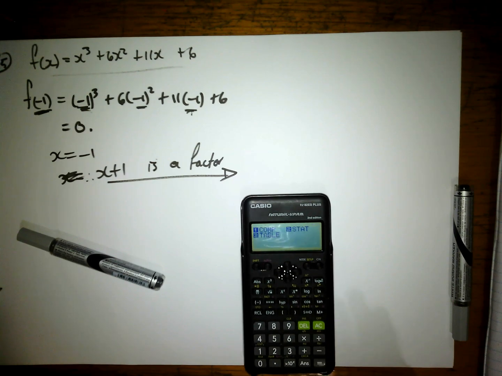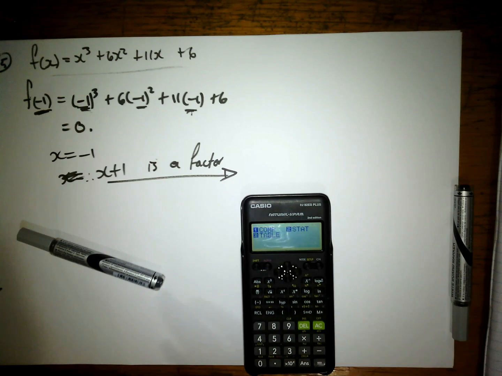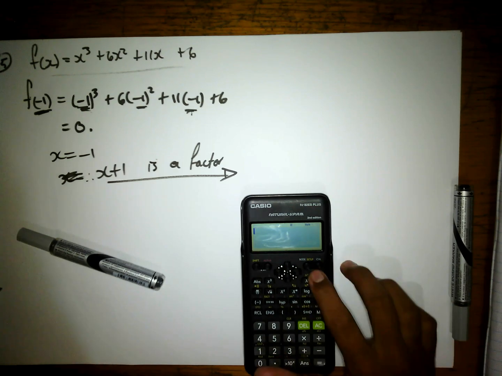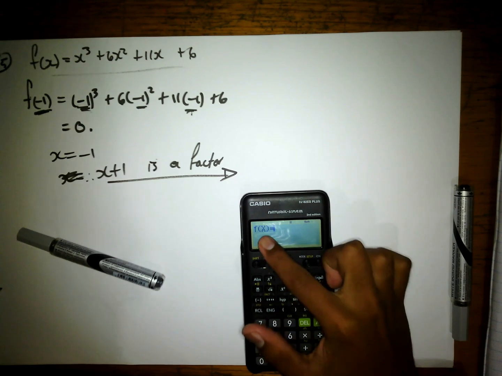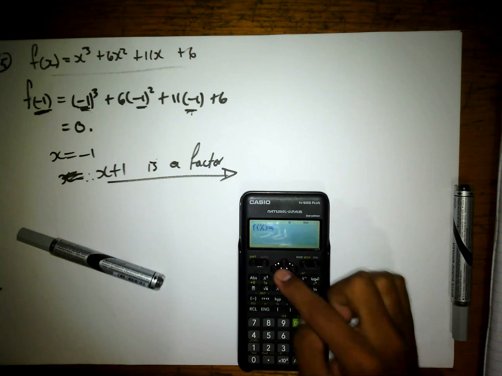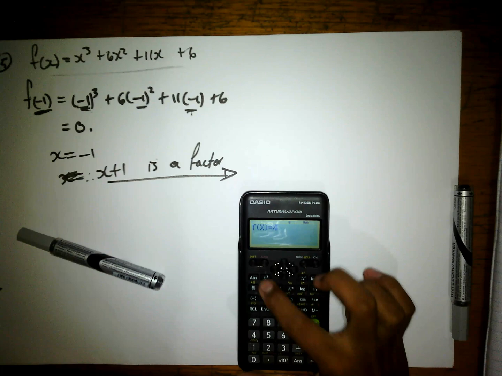Okay, everybody that doesn't know this, take your calculator in your hand. Then you press mode. Then you press table, number 3. Do you have f of x now on your screen? Yes, I do. Then you press alpha x.